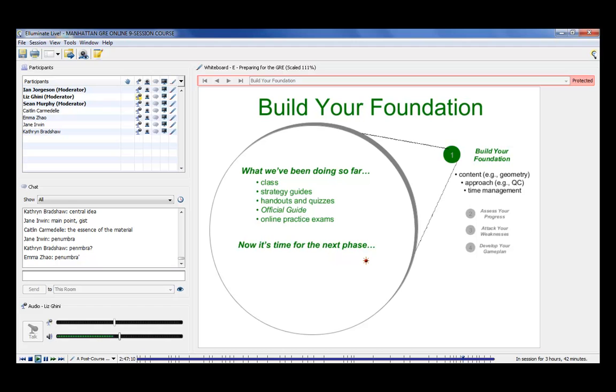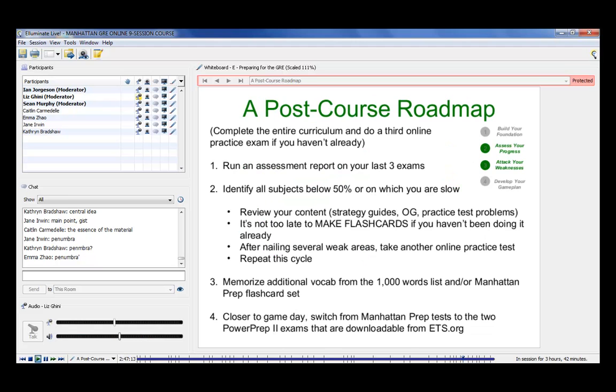Once you're done studying and you have somewhere between 10 days and a week left, once you've finished your post-course roadmap, you've run an assessment on the last 3 exams, and you've reviewed everything where you were below 50% in terms of accuracy or where you were slow, it's going to be time to switch to taking these power prep exams. They don't have answer explanations unlike the Manhattan prep tests, but you want to be practicing with these real exams at the end.